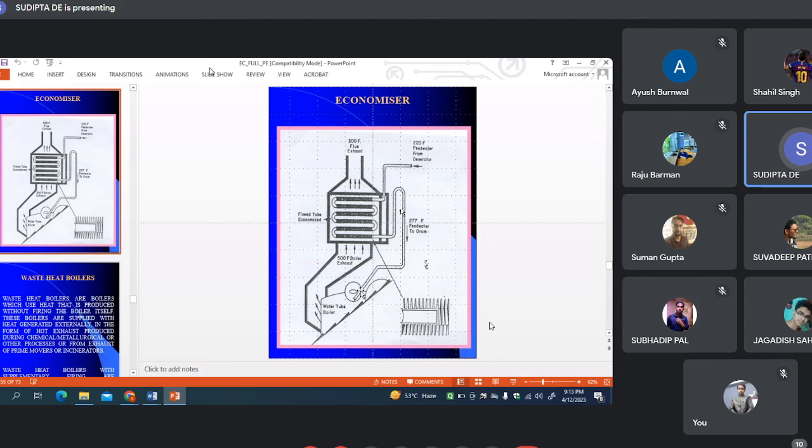Most desired temperature at the exit of the economizer on the liquid side is corresponding saturation temperature, as this may be the maximum possible heat transfer.